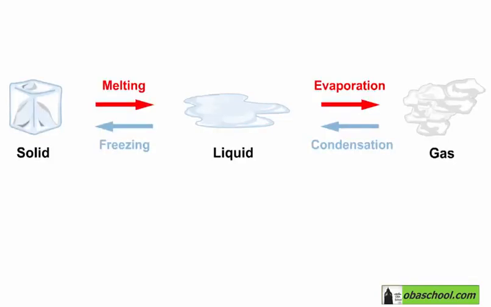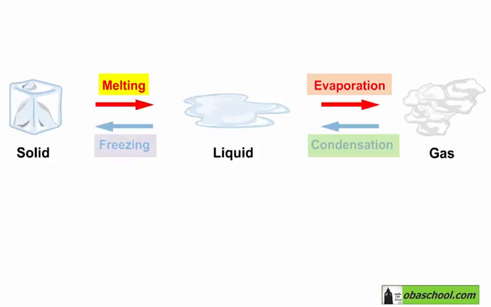This diagram over here shows the changes of state of water. When the solid, which is ice in this case, changes to a liquid, which is the liquid water, this is melting. And when this liquid changes to the gas, which is the water vapor or steam, this will be evaporation. On the other hand, if the gas changes to a liquid, this will be condensation, and when the liquid changes to the solid, this will be freezing.